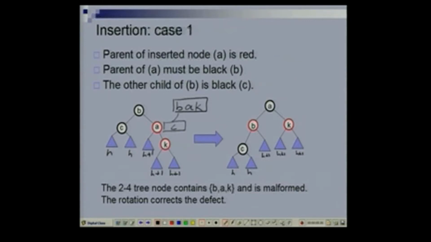So, just that simple rotation takes care of this. It is not that we are changing the 2-4 tree in any manner, right. This is the node corresponding to the 2-4 tree. These 3 nodes go together into one 2-4 tree node. These 3 nodes still go together in the same node of the 2-4 tree. It is the same as before. It is just that we are reorganizing it so that it is now in the form of our red black tree.